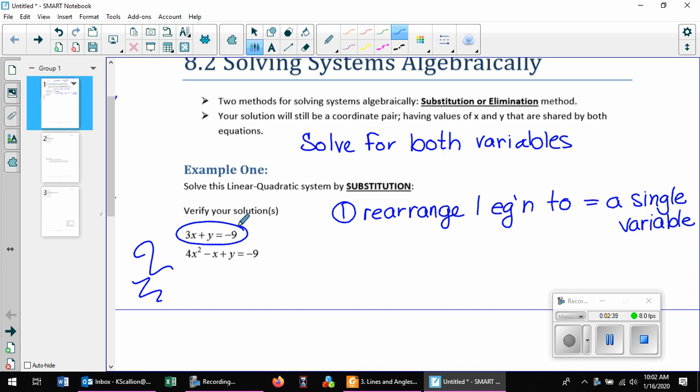So what variable do you think I'm going to get it to equal? How come? It's already single. It's done. I don't have to do a lot of math to it. The less math you do, the less switching around and dividing out, the better. So this is going to be y equals negative 3x minus 9. You guys would agree with me if I switch that around and change the order? Easy peasy, right?